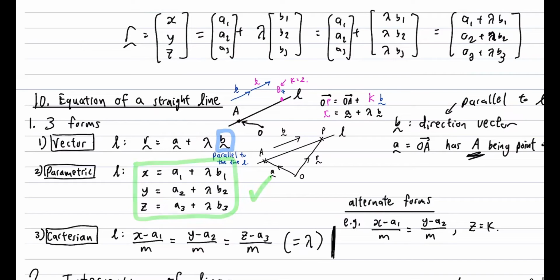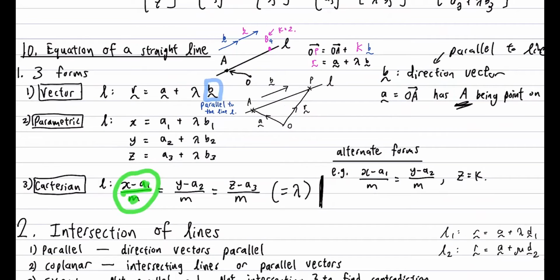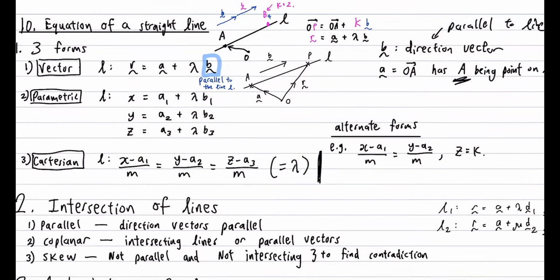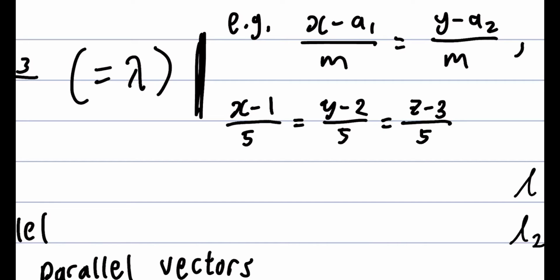Cartesian form is very simple. Let's say you start with Cartesian form. They give you x minus a divided by some number, y minus a divided by some number, z minus a divided by some number. You always make sure you equate to lambda first, then you just solve for x. So I think it's better if I just give a quick example. Let's say you got x minus 1 over 5 equals y minus 2 over 5 equals z minus 3 over 5. How do you convert it into the vector form?